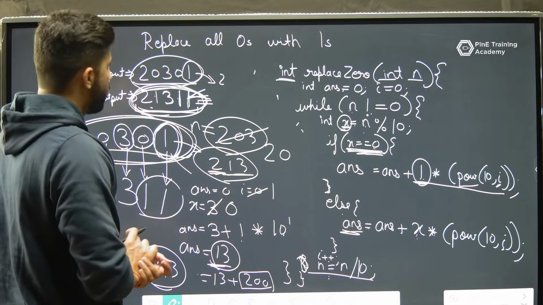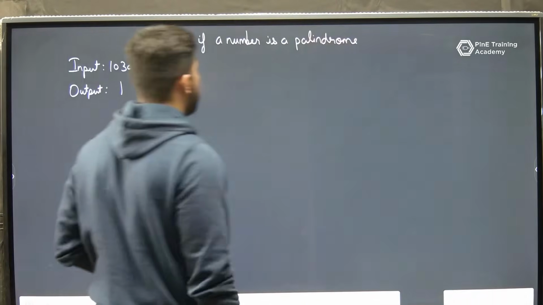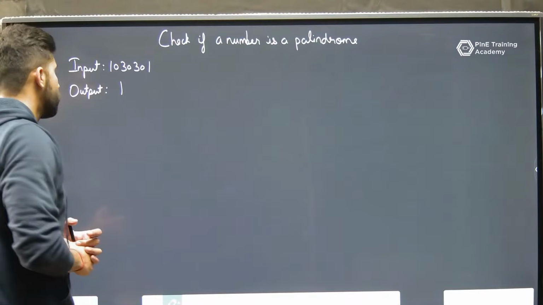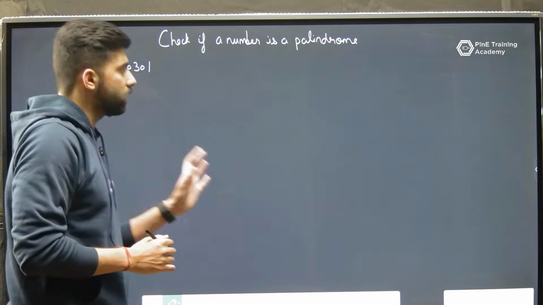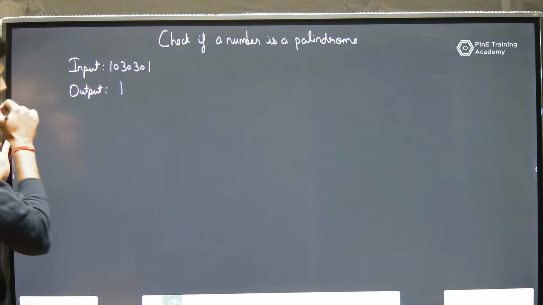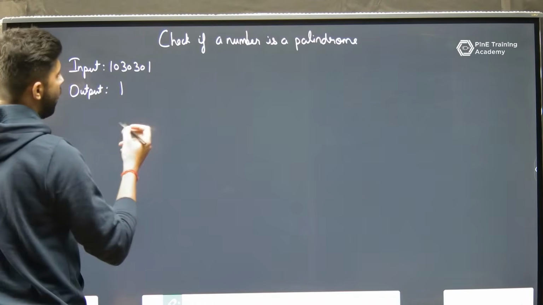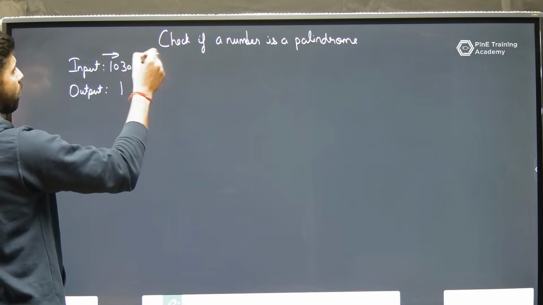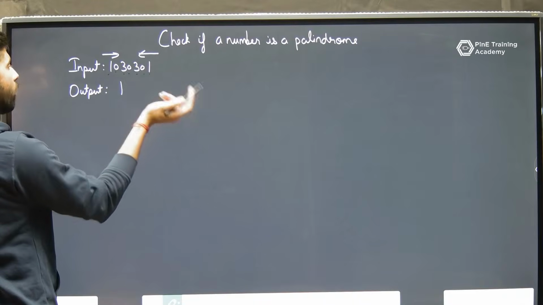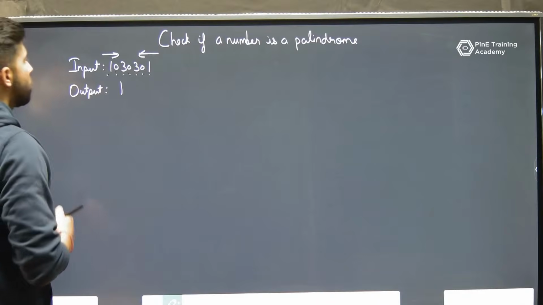Okay, let's move to the next part. Check if a number is a palindrome or not, right? So this is again a similar problem which we have just covered. If it is a palindrome, we will return 1. So what do I mean by palindrome? A palindrome means if I read the number from left or from right, it will be the same. So from left it is 1030301, from right it is 1030301. It is the same, right? So that is a palindrome.